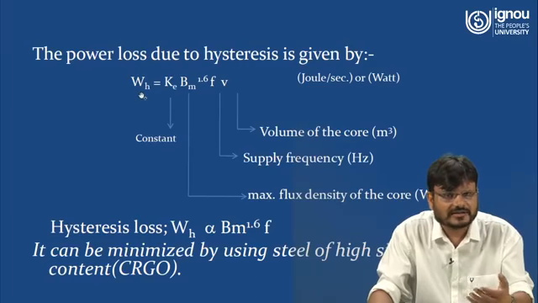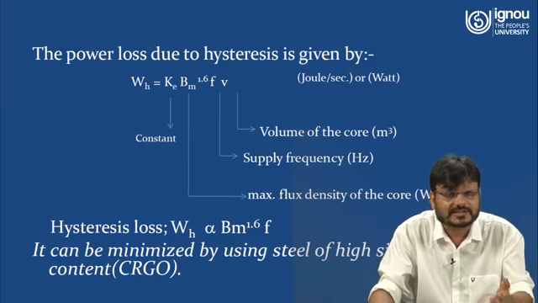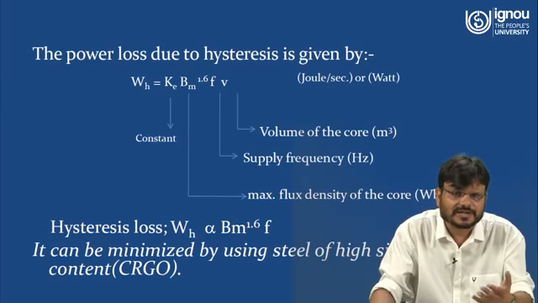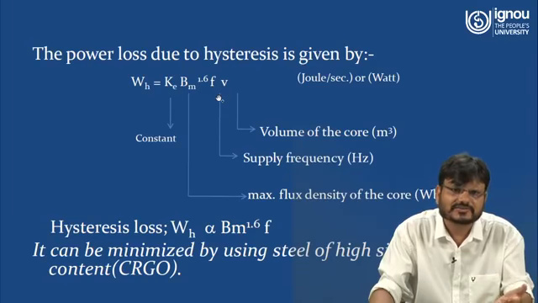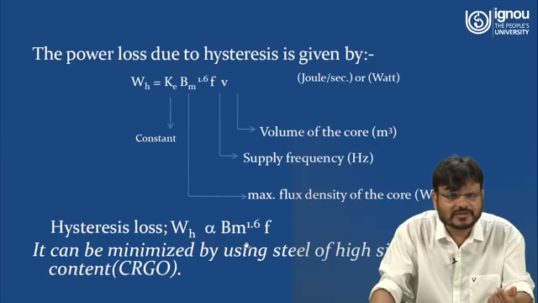But as I have already told you, hysteresis losses and eddy current losses are constant, because we are assuming that the supply voltage is constant, and also that the frequency is constant. That's why these losses are called constant losses. And V is the volume of the core, generally denoted in meter cube. So hysteresis losses are directly proportional to the flux density to the power 1.6 and frequency.